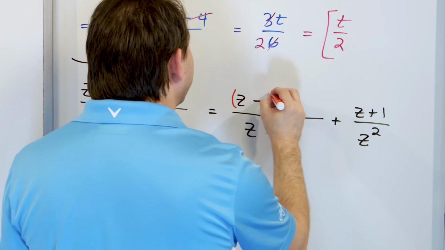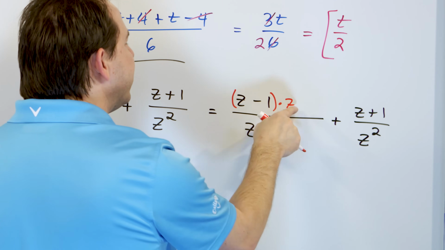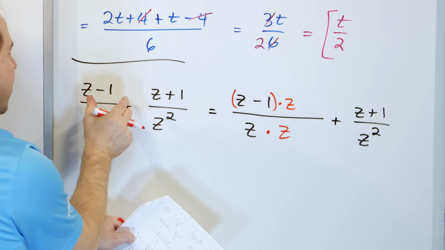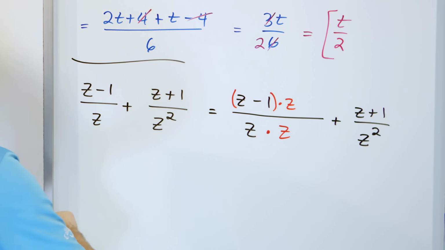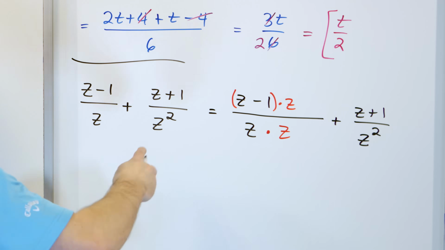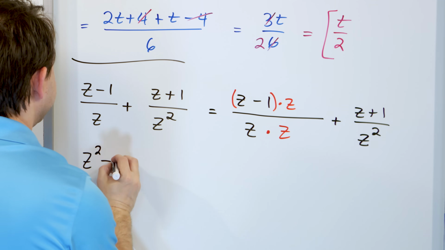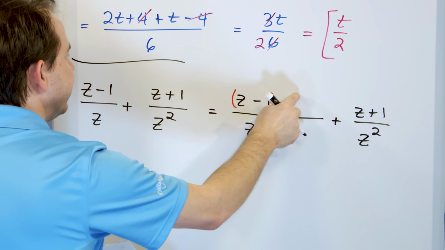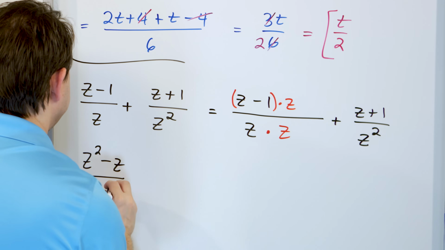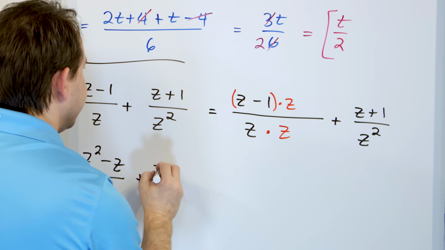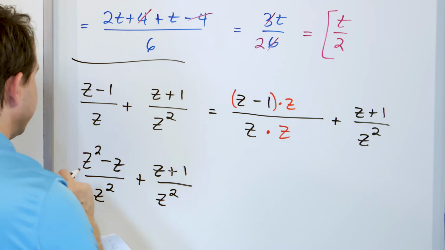But I have to be careful. Wrap it in parentheses times z, because if I don't do that, I'll just multiply the 1 by the z, and I don't want to do that. I want to multiply the entire numerator by z, so you have to wrap it in parentheses. So what you'll do, multiplying and distributing this in, will be z squared minus z. You just take and multiply this and then times this. On the bottom, z times z is z squared. And then I have plus z plus 1 over z squared.